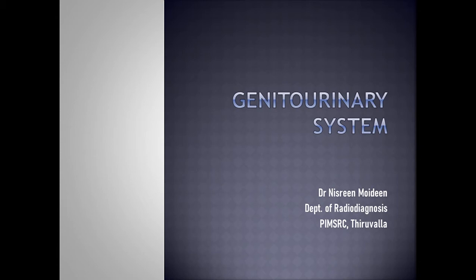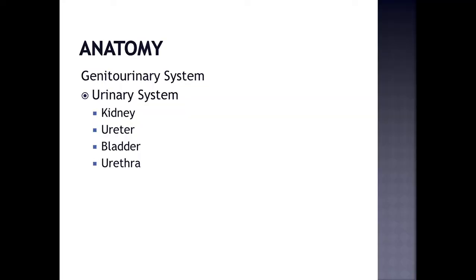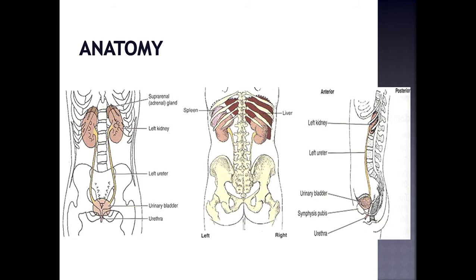I'll be taking a small session on genitourinary system imaging. Let us begin with the anatomy. The urinary system comprises the kidney, ureter, bladder, and urethra. Here we see the urinary system diagrammatic representation. This is the anterior view, this is the posterior view, and the sagittal view.